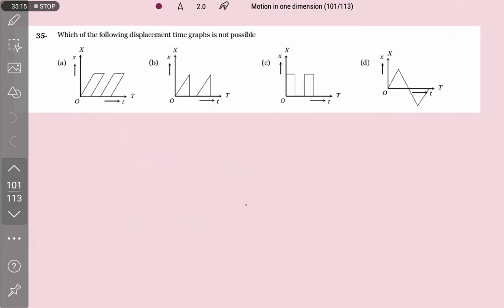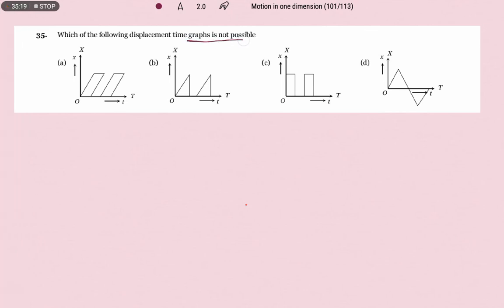Which of the following displacement time graphs is not possible? Displacement and time graphs. Try to analyze this. Let us plot a perpendicular. Let us begin from option B. So this is an x-t graph.